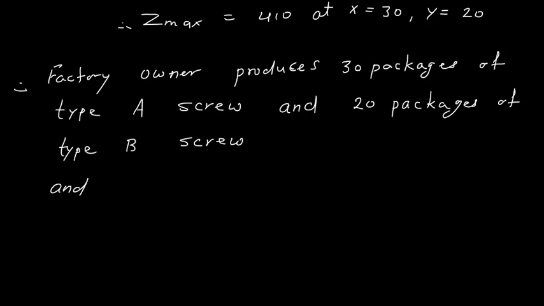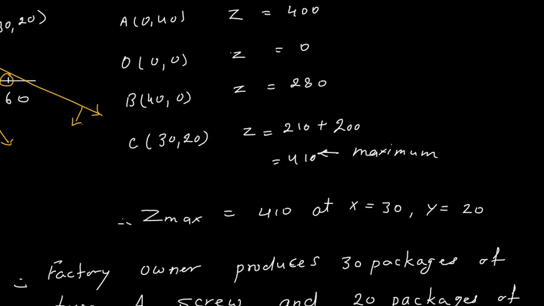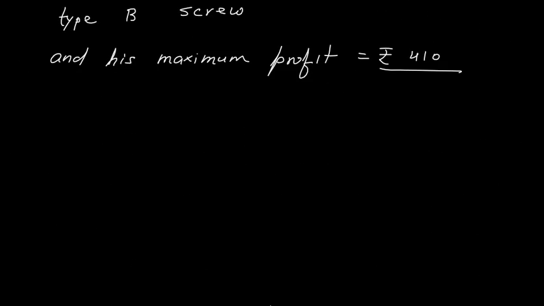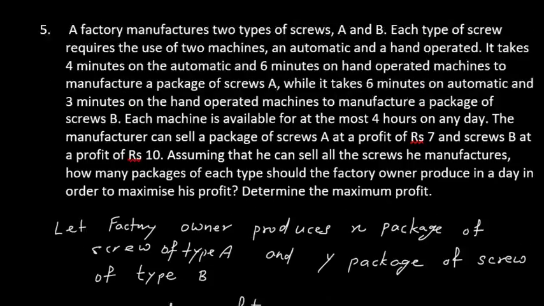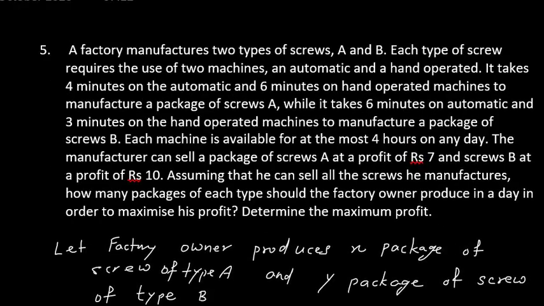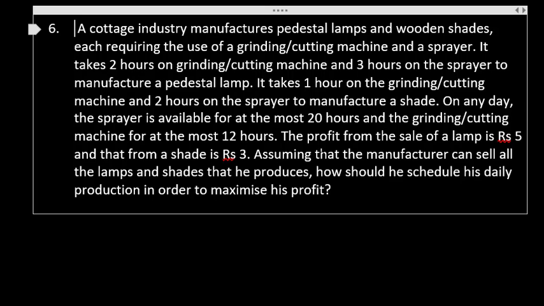his or her maximum profit is rupees 410. This is his maximum profit. 410 we got as the maximum profit, right? So this is how your complete solution is. So the important part is you frame mathematical formulation and then problem is simple to solve.